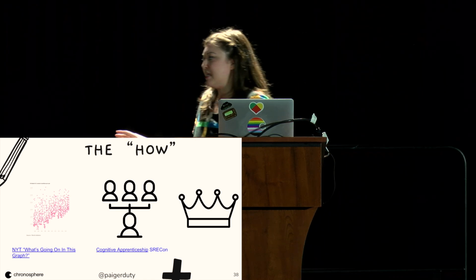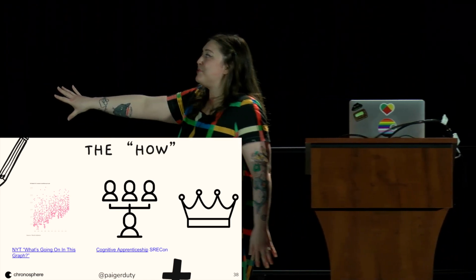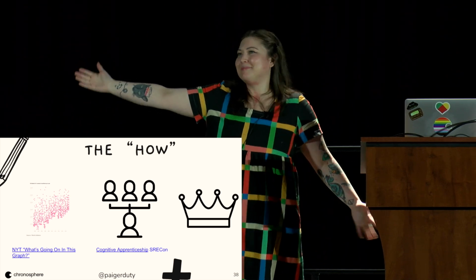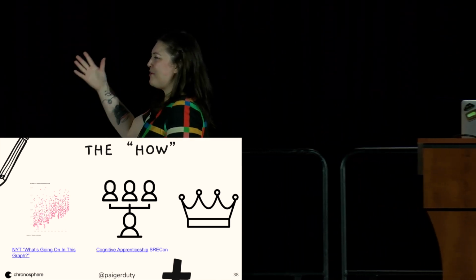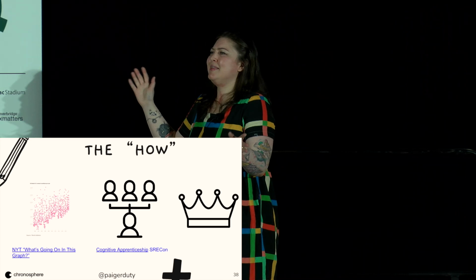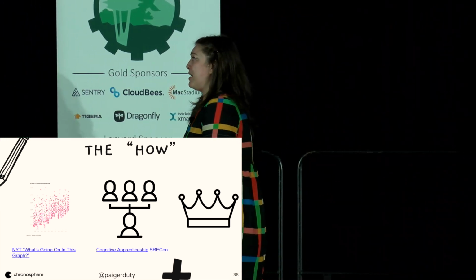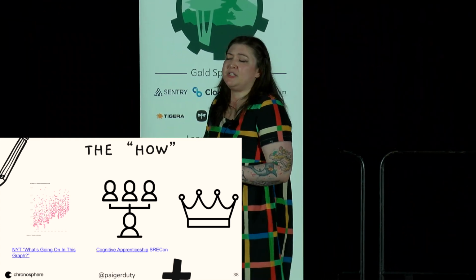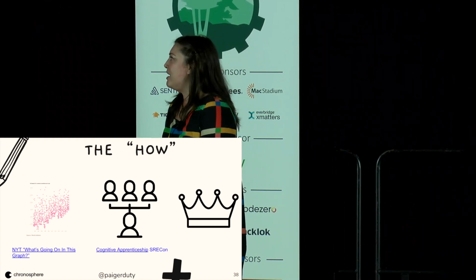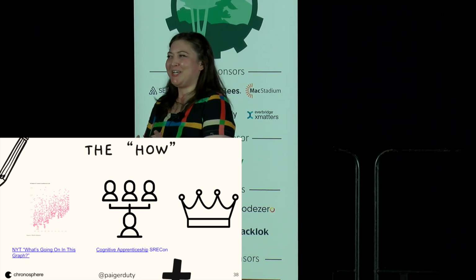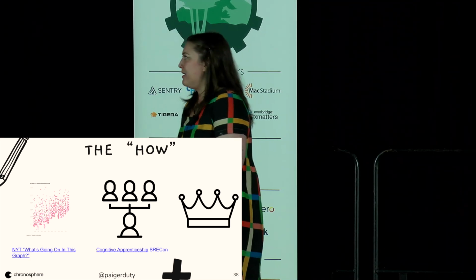So how can you do this? Take notes from the New York Times, "What's Going On in This Graph?" It does what it says on the tin. They give you a graph, they ask what's going on, they close it after a week, and then they walk you through the statistics and what's going on. This would be super fun to do once a week in Slack. You could get a lot of people learning in a fun and engaging way.